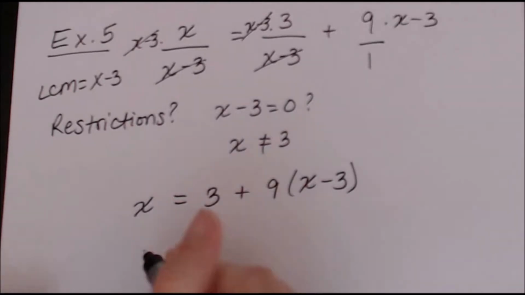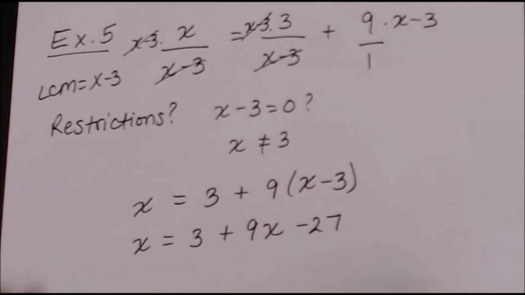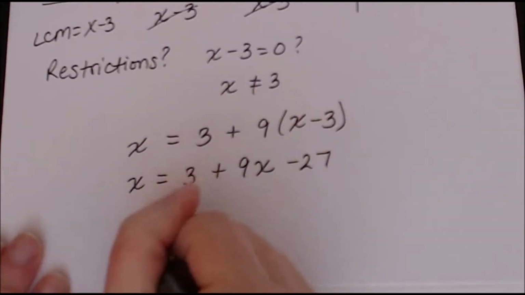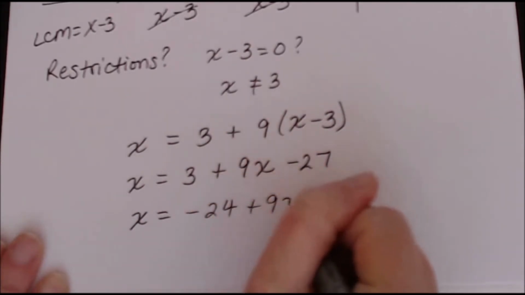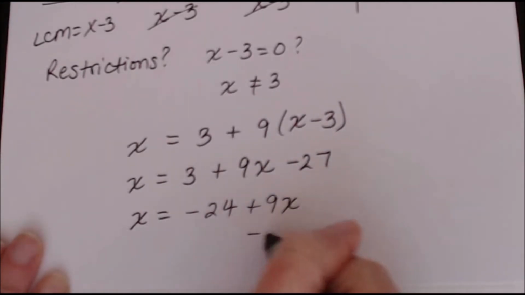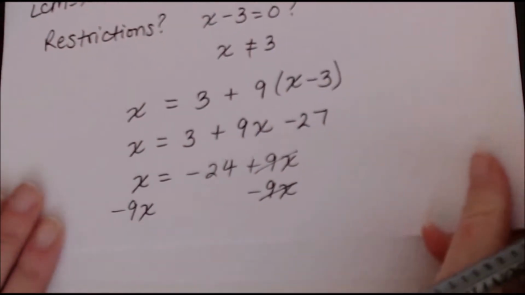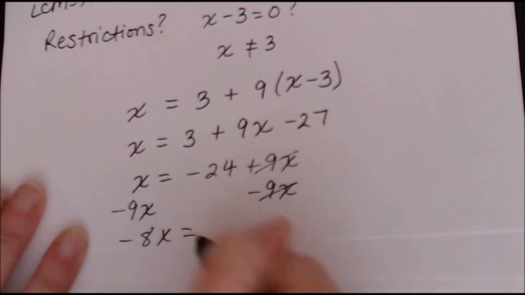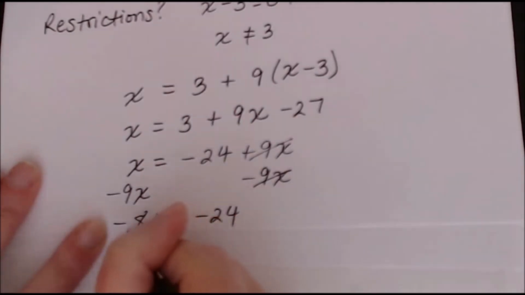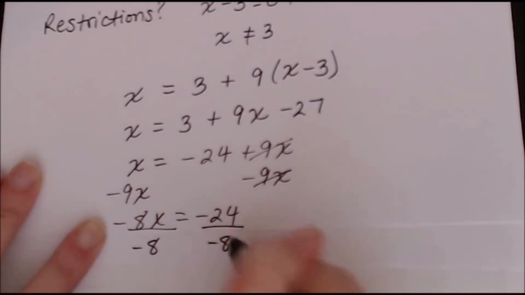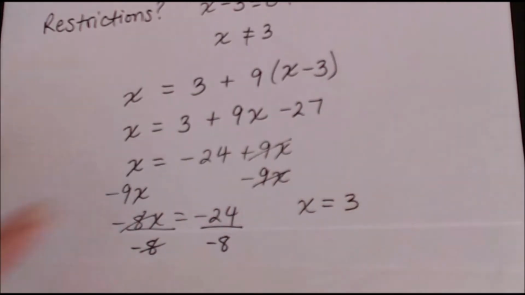So let's go ahead and solve this equation by distributing the 9. So we're going to end up with 9x minus 27. If we have any like terms, of course, let's take care of those. So negative 27 and 3 gives me negative 24 plus that 9x. I'm going to subtract the 9x to go with the x on the other side. So we end up with negative 8x equals negative 24. And then we need to solve for x, so I'm going to divide both sides by negative 8. And that leaves me with a value of x equals 3.